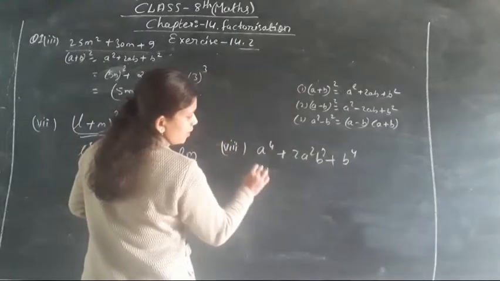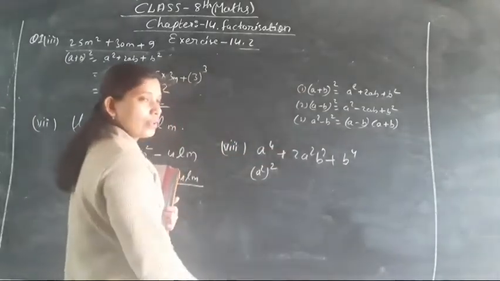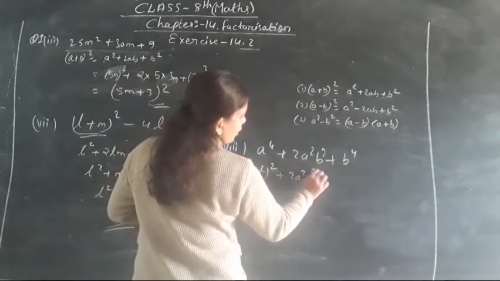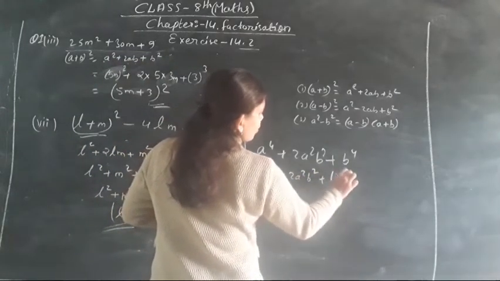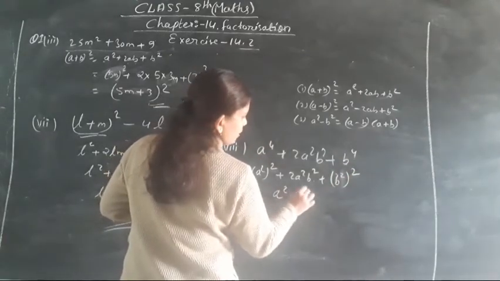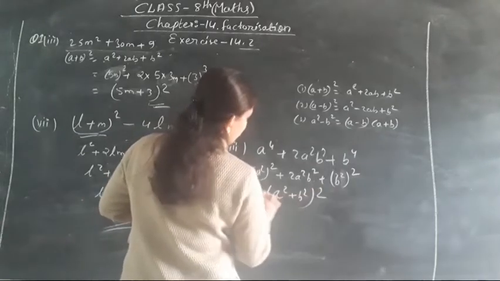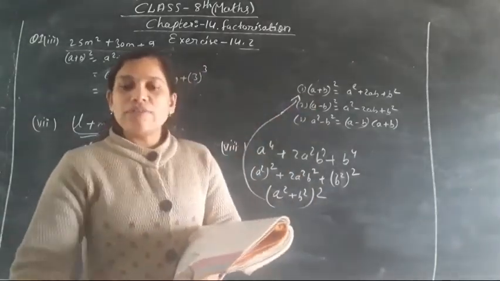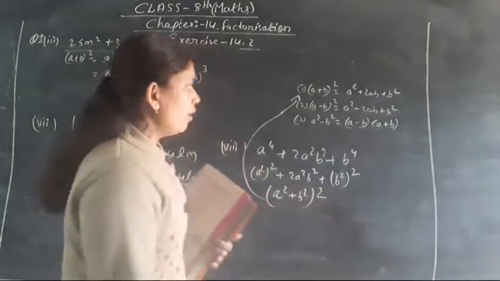So it can be written as a square the whole square, as the power is 4, plus 2a square b square plus b square the whole square. So it can be written as a square plus b square the whole square. So it will become the identity, first identity. Clear? So in this way we can easily solve this question number 1.